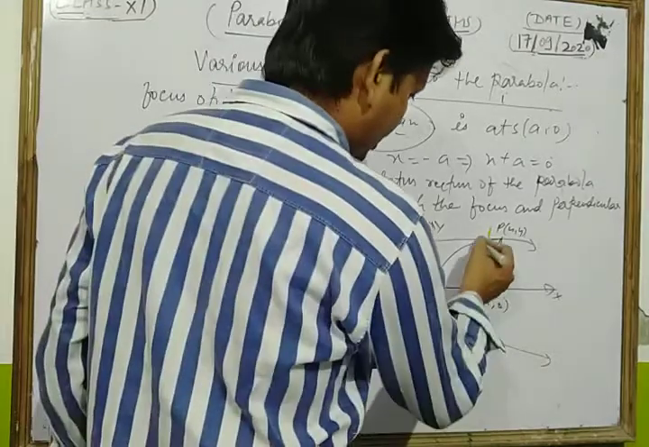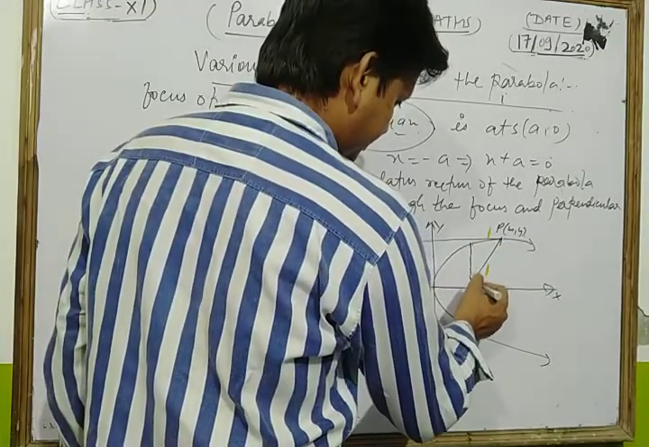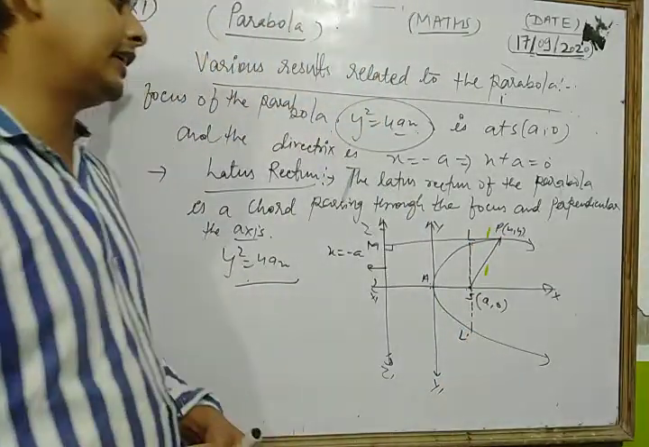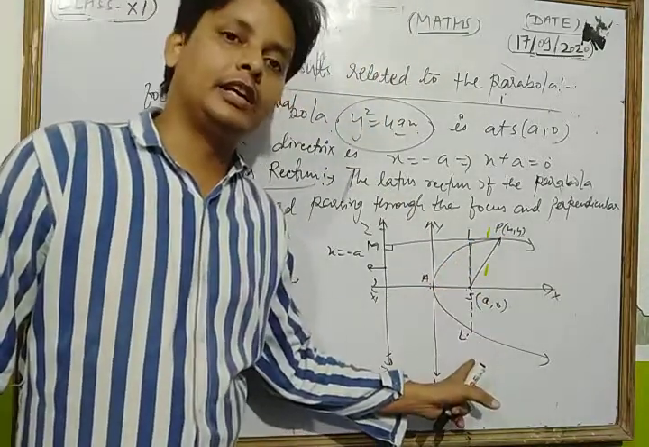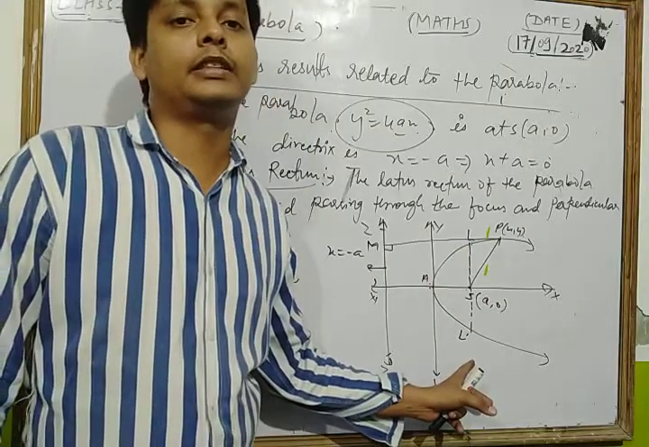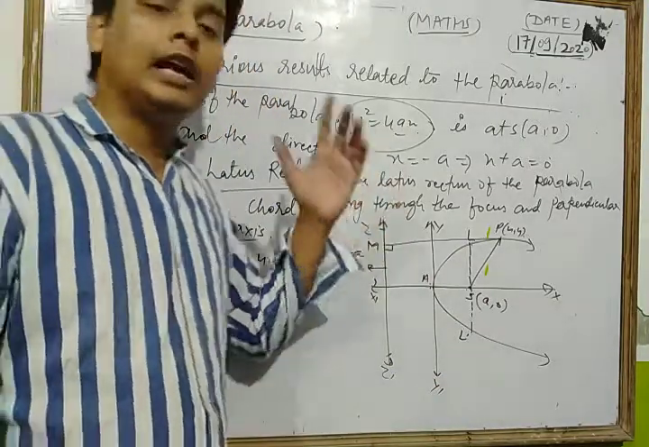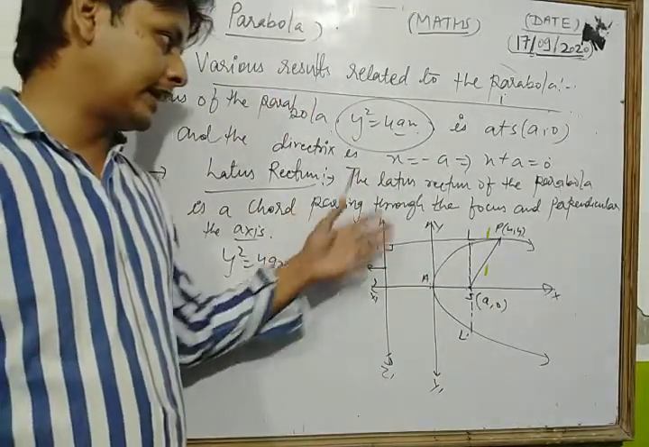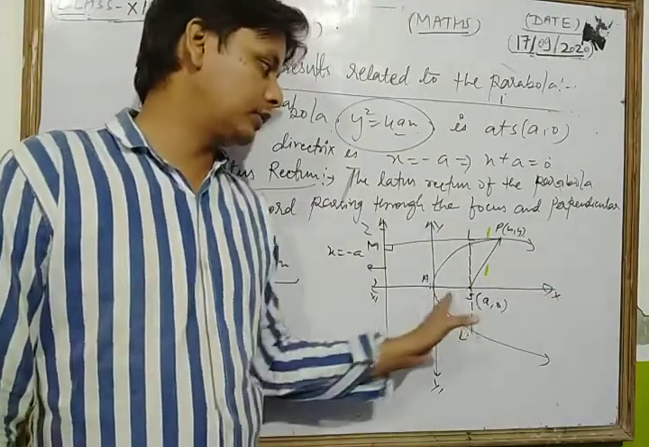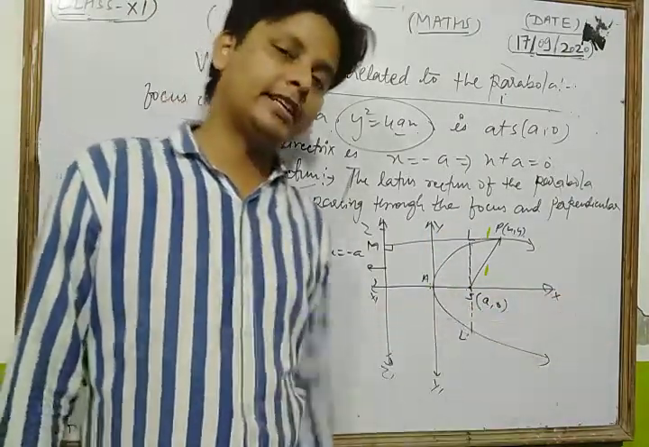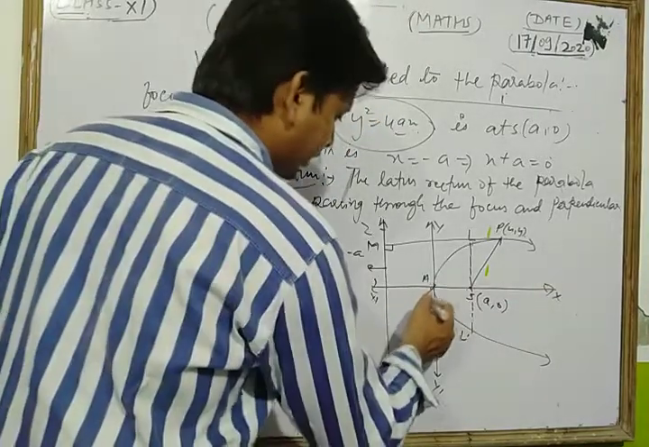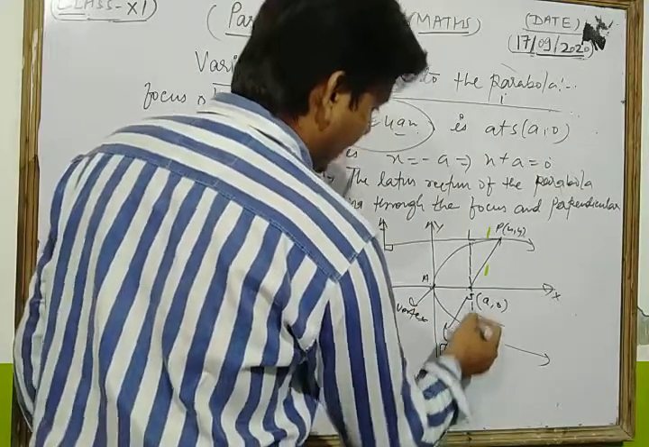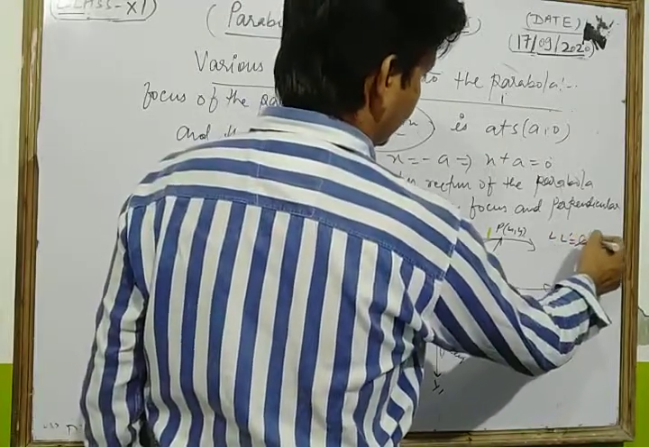Means if we draw, let's take L dash. Dear students, here L dash is the length of latus rectum, because I just discussed that topic: the latus rectum of the parabola is the line passing through the focus and perpendicular to the axis. Here the axis of the parabola is the line passing through the vertex of the parabola. This is the vertex of the parabola, and this is your focus.